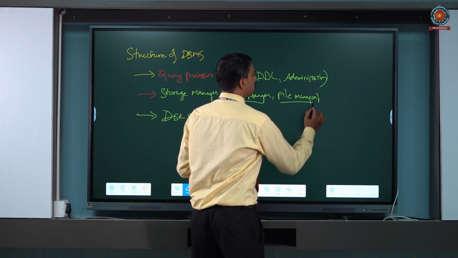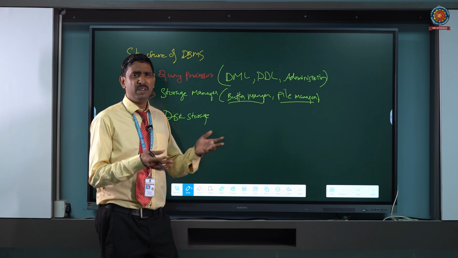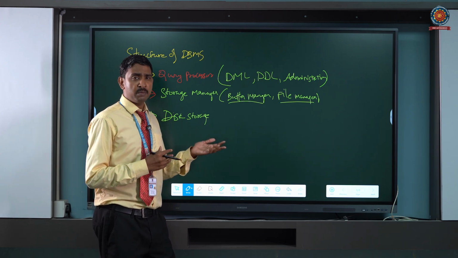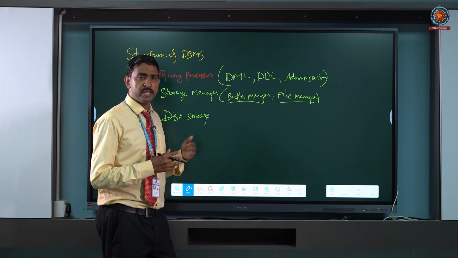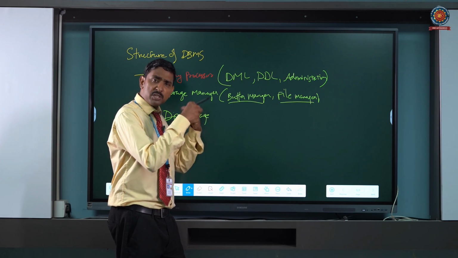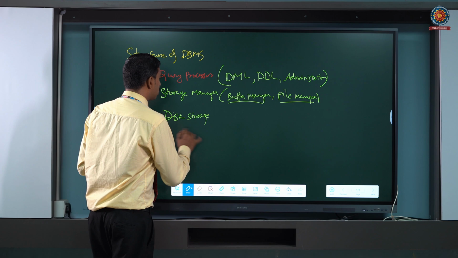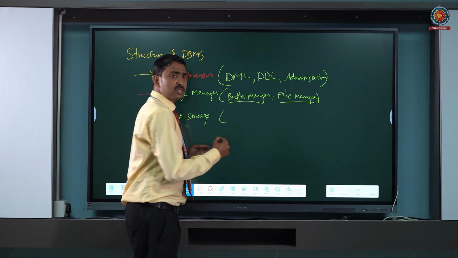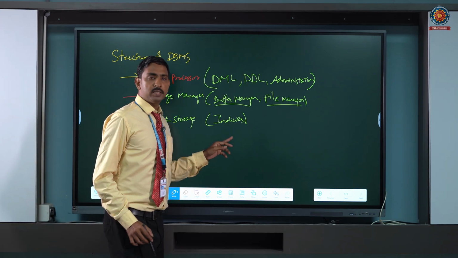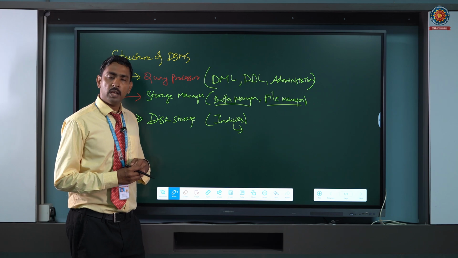Next is the file manager. Normally we are using files. Every file can be stored in the file manager, either in an organized or an unorganized manner. So all the files are stored in the file manager. Next is disk storage. In the disk storage we have indices. Indices are used for retrieval of the data in an efficient manner.